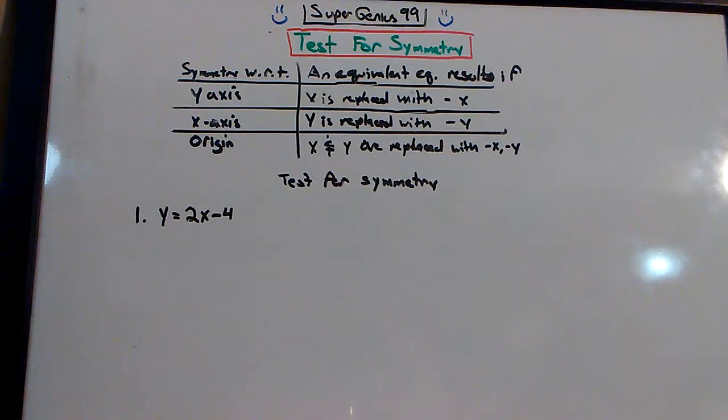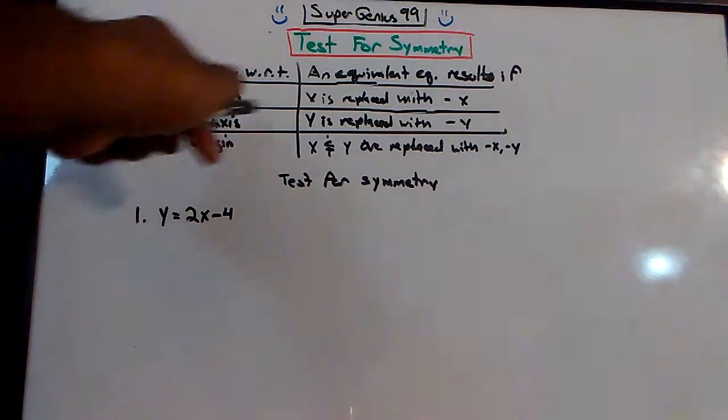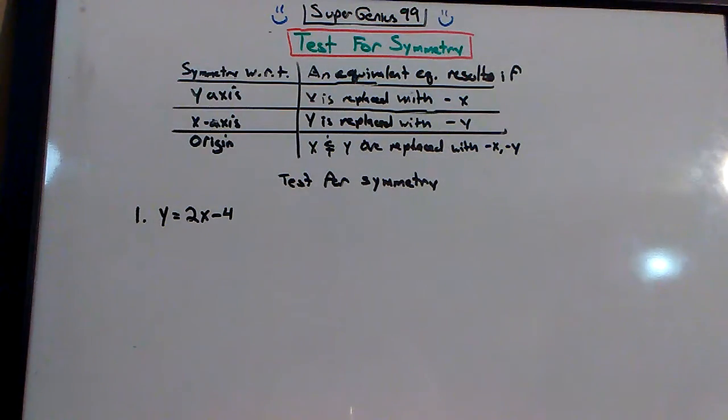So let's see what that looks like. We're going to first take this equation here, y equals 2x minus 4, and we're going to test to see if it's symmetrical to the y-axis. So if we want to test something symmetrical to the y-axis, replace the x with the negative x and see if you get the same equation. So let's do that.